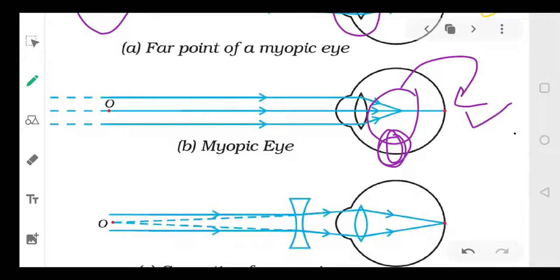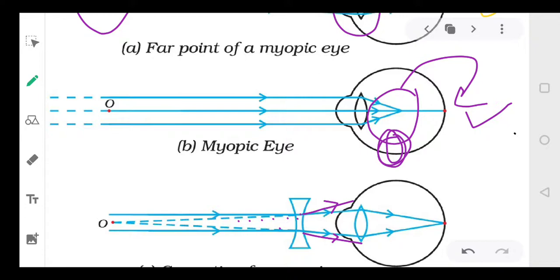So rays will be coming. This lens will diverge those rays. See, your rays are being diverted. And when we extend these diverted rays, try to see where these rays will meet. Hypothetically we'll draw to this point.